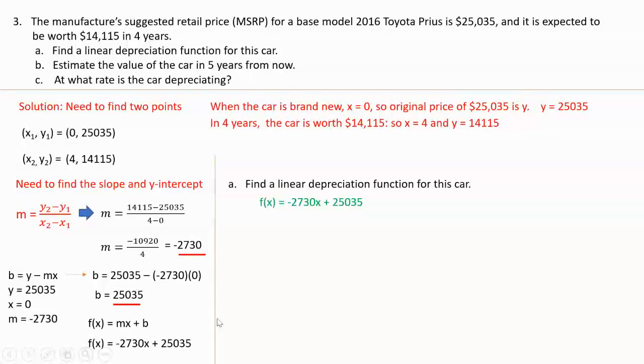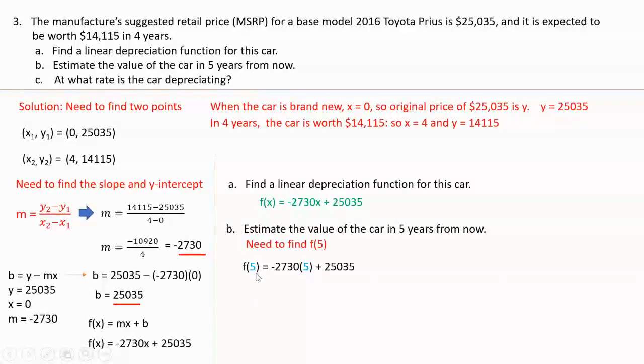Okay, now part B. Estimate the value of the car in 5 years from now. So 5 years, so we're going to be looking for f of 5, right? We're trying to find f of 5, which means I'm going to plug in 5 for every x in the equation, which will be negative 2,730 times 5 plus 25,035. So the answer is 11,385. So in 5 years from now, the car is worth $11,385.